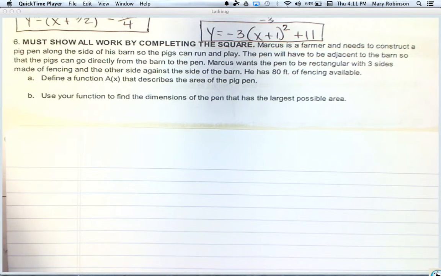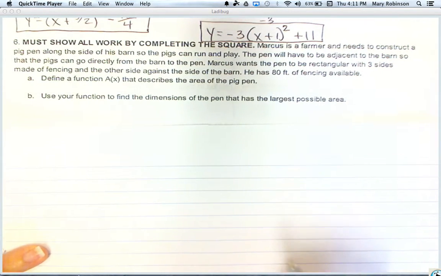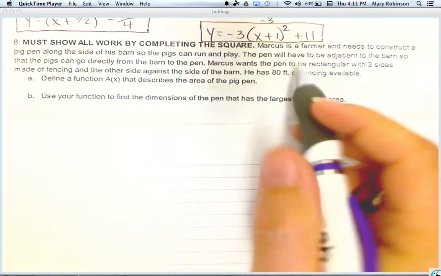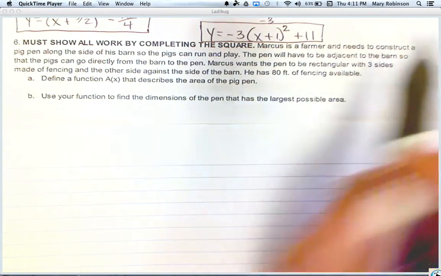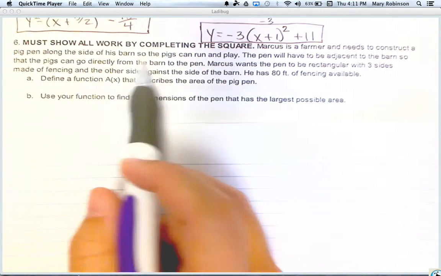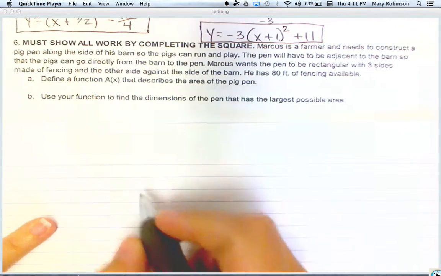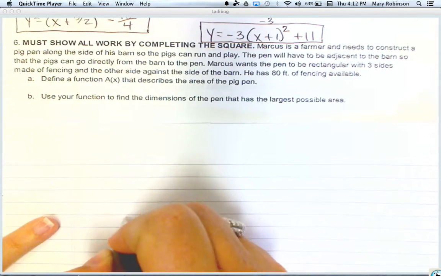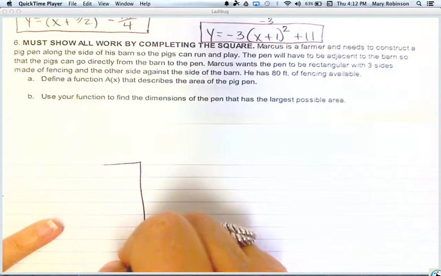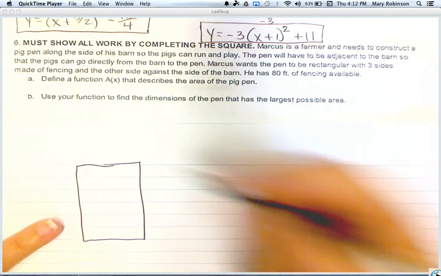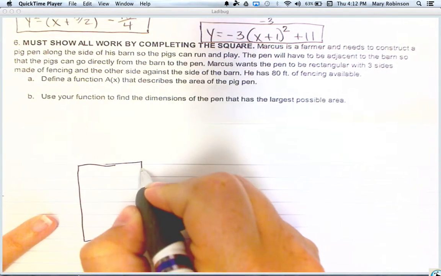In this video, I'll be covering problem number 6 on the test review. It says, Marcus is a farmer and needs to construct a pig pen along the side of his barn so the pigs can run and play. So you're definitely going to want to start by drawing some kind of picture. Say this is the barn, and you're going to build a pen along the side of it.